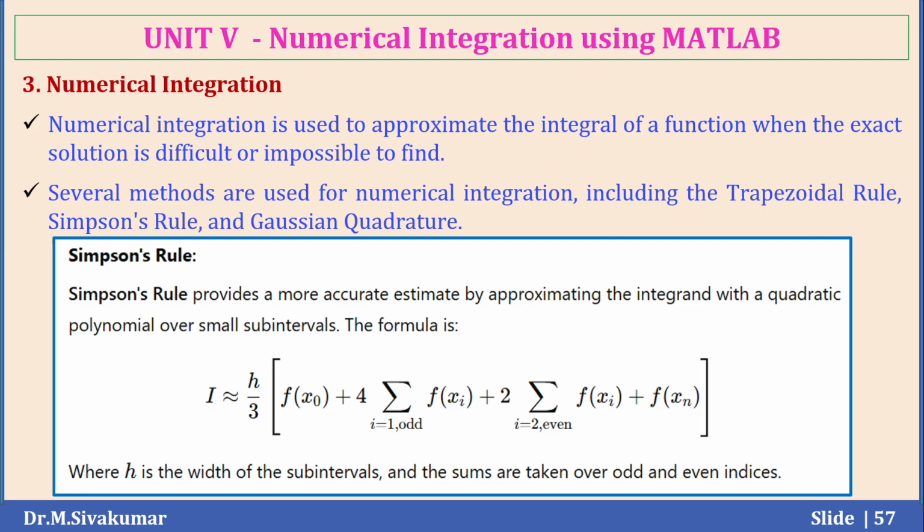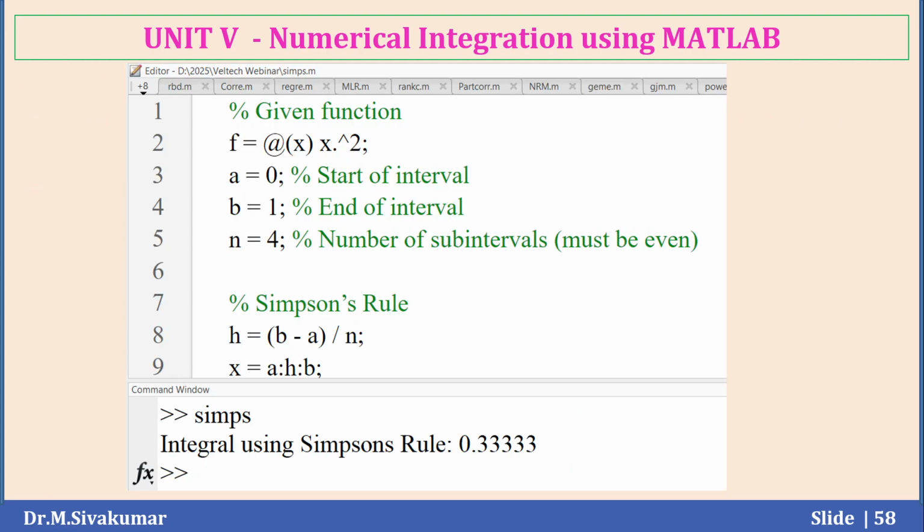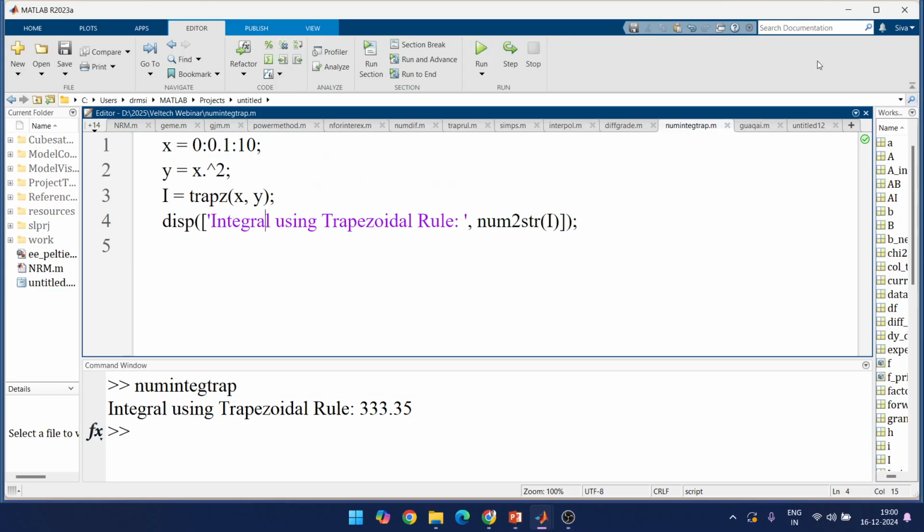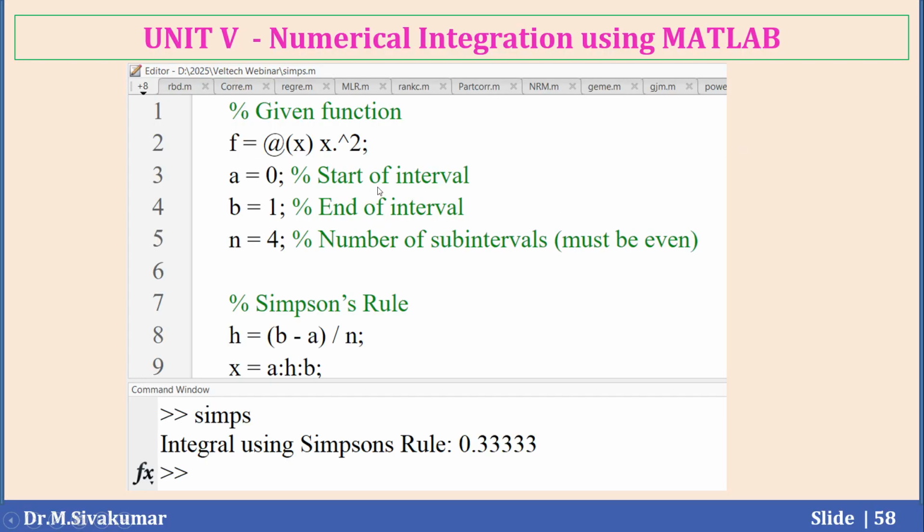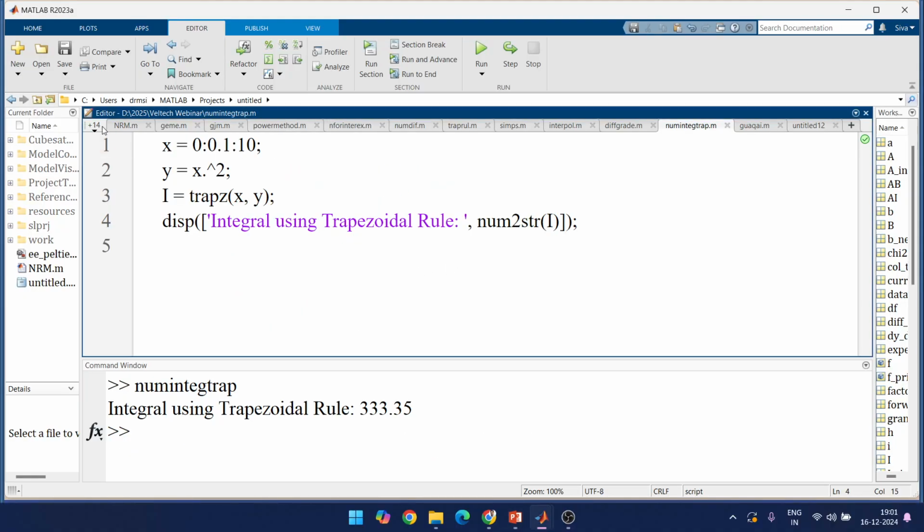And finally, numerical integration with the Simpson rule. Previously, the trapezoid rule. The next one is the Simpson rule. Simpson's rule provides a more accurate estimate by approximating the integrand with a quadratic polynomial over small subintervals by using the formula shown. Here you see the simple example for Simpson.